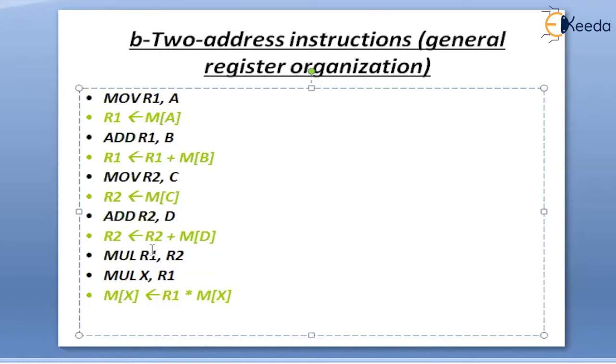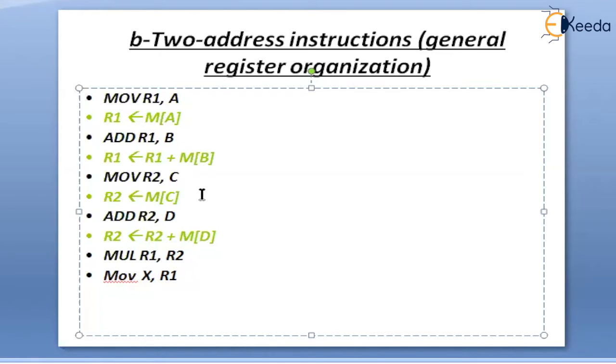Now the contents of R1 should get transferred to X. What I'll do is, I'll say MOV X, R1. What is MOV X, R1? The R1 value will get transferred to X. That is, A plus B into C plus D will get transferred to X.